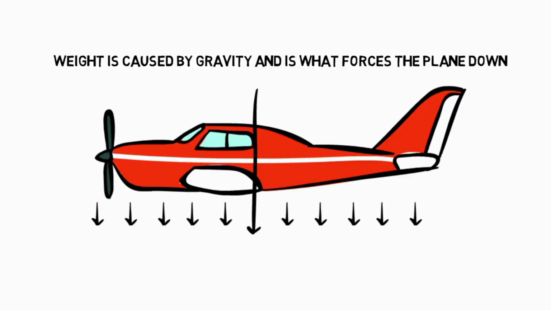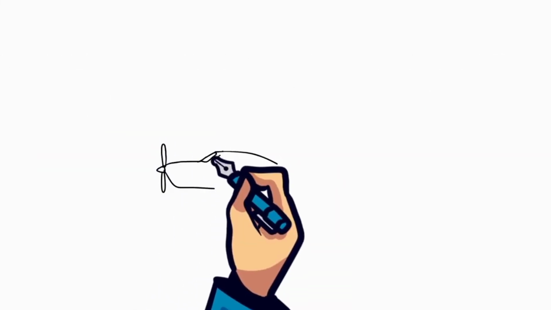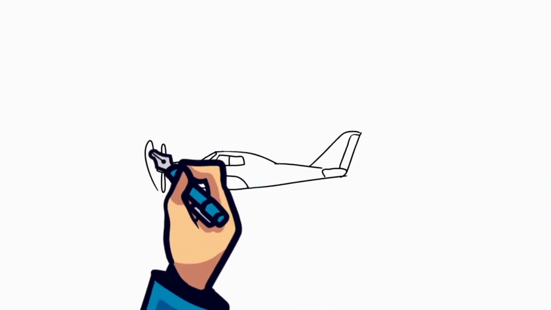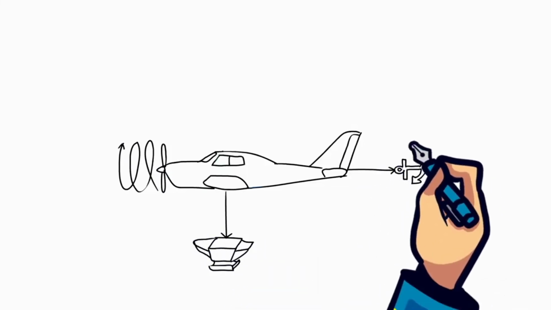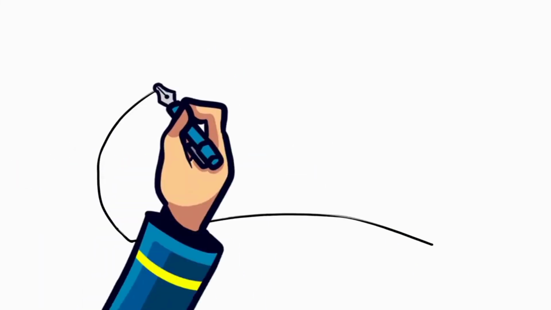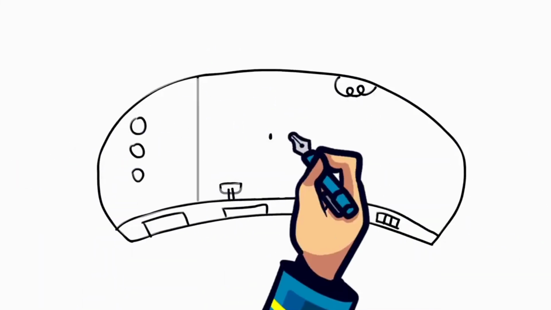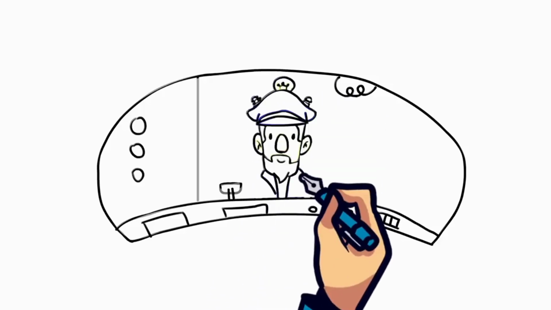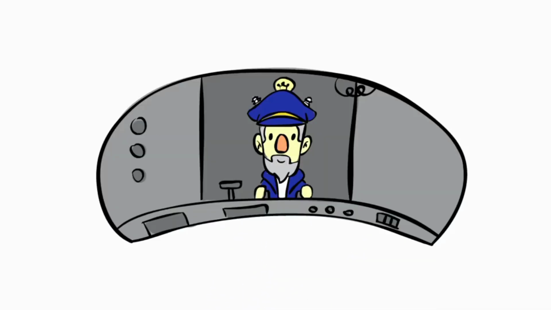When all four forces are working together, this causes the plane to fly. Lift and weight work together to move the plane up and down, while thrust and drag work together to speed and slow the plane down. Lastly, you should always have a pilot. Just like a captain steers a ship, the pilot steers the plane to its final destination. So that answers how do planes fly.